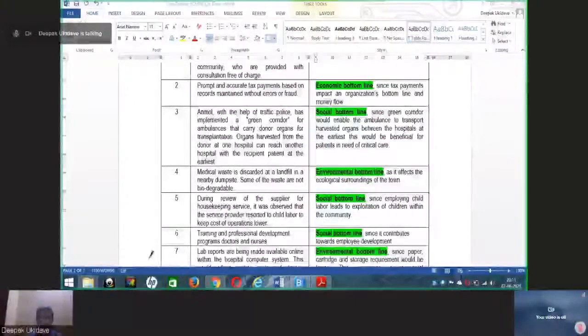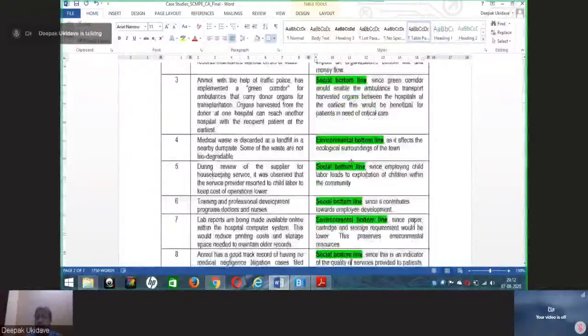Lab reports are being made available online within the hospital computer system, right? If lab reports are being made available online within the hospital computer system, that means you are reducing the generation of waste in the environment. Obviously, paperwork is reduced. No longer are you required to print any of the reports, nor are you required to store the reports. So obviously the environment is protected, and therefore environmental bottom line is taken care of.